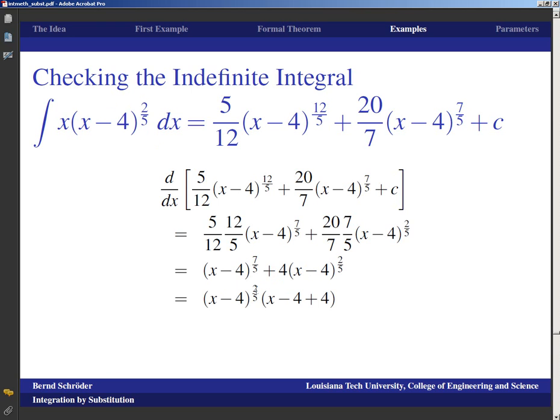And if we do that, if we factor out an (x − 4)^(2/5) from the first one, we keep an x − 4, and from the second one we just keep the 4, and of course −4 plus 4 goes away. So we end up with (x − 4)^(2/5) times x, which is exactly what we've got here.